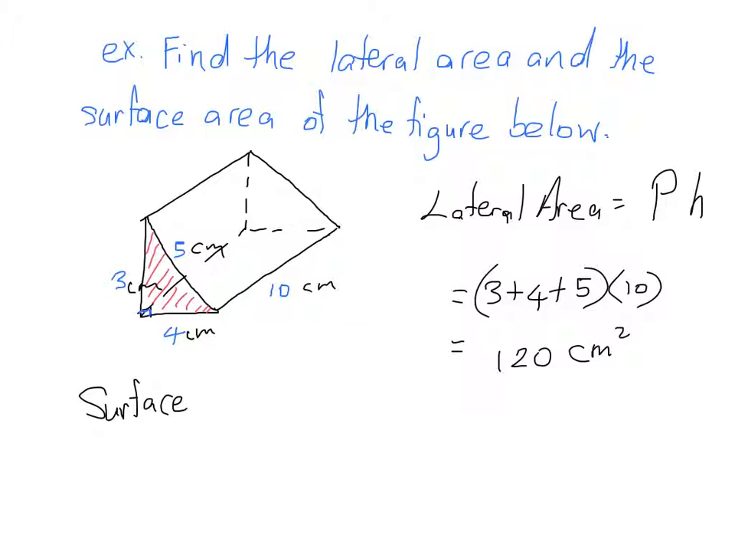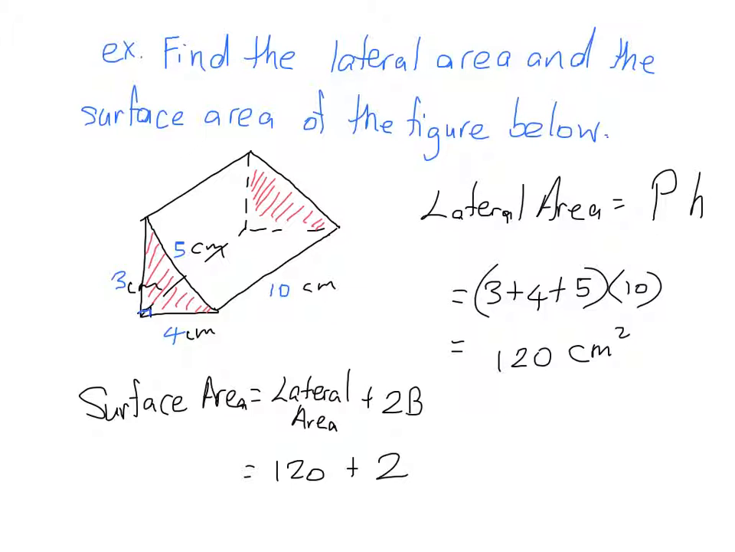So surface area is equal to lateral area, which we already found, plus 2 times the base area. We know our lateral area is 120, and we know that the area of a triangle is half base times height. The area of this particular triangle is 1/2, base is 4, and height is 3. Once we work that out, we get 12 plus 120. So our surface area is 132 centimeters squared, just slightly more because we're adding those triangles on. And that's how you find the surface area of a prism.